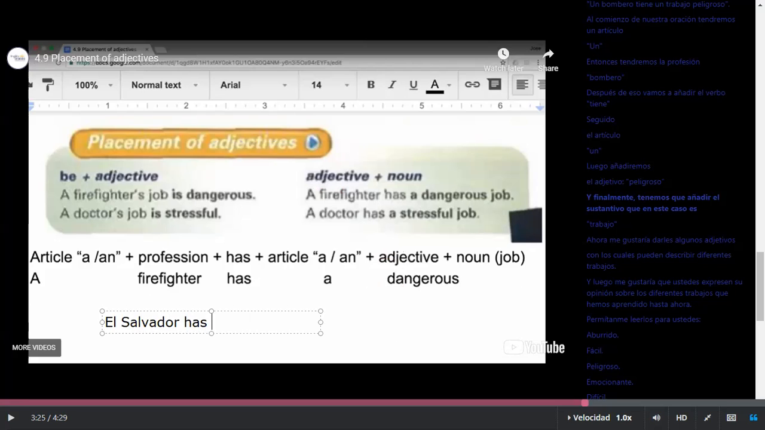Has an amazing culture, por ejemplo. ¿Por qué puse an y no puse a? ¿Por qué? ¿Quién me puede decir por qué? Consonant sound. Porque amazing es una vowel sound. Vowel sound.